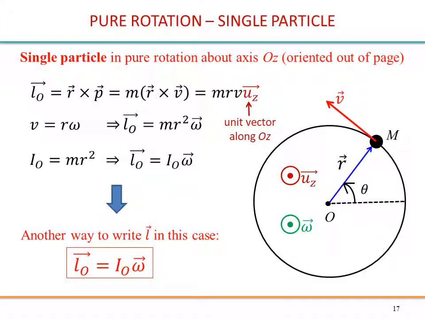So there are two ways of dealing with circular motion of a single particle. It depends on what you get in the problem. If they give you the mass, this is better. If they give you I_0, or for some reason you may have a system or something, then this may be better depending on the situation.